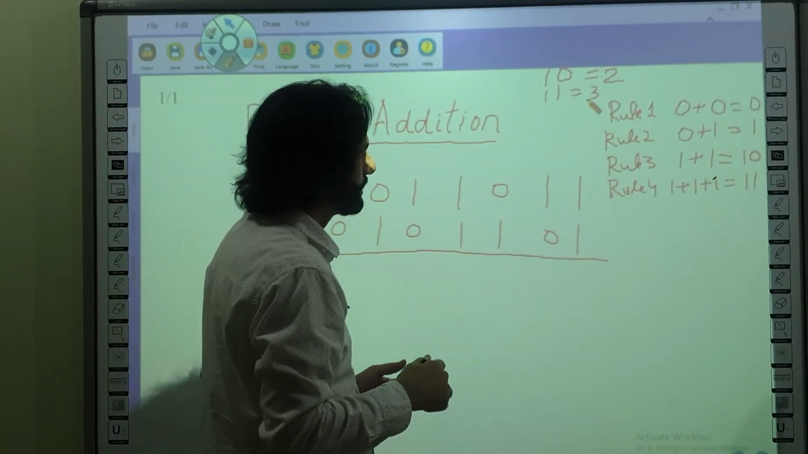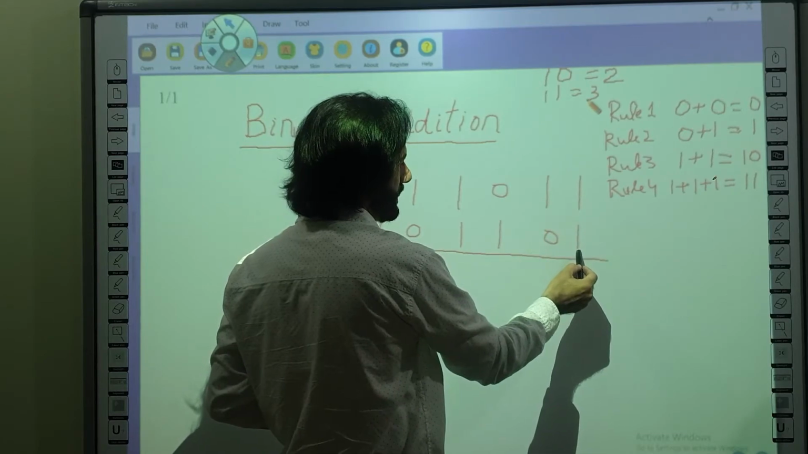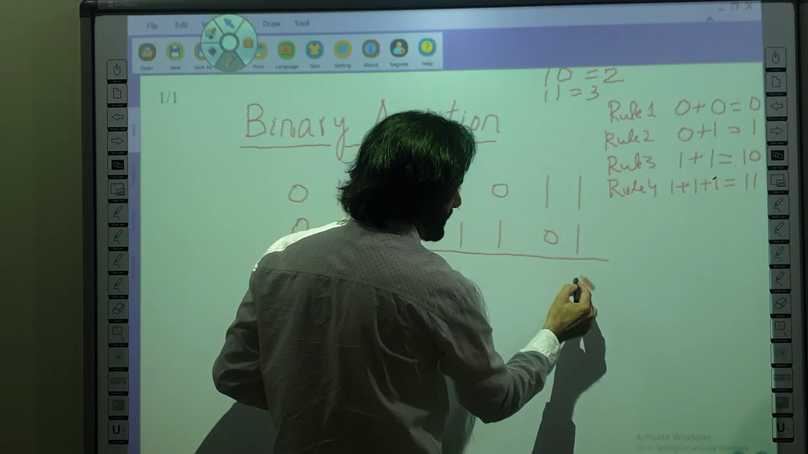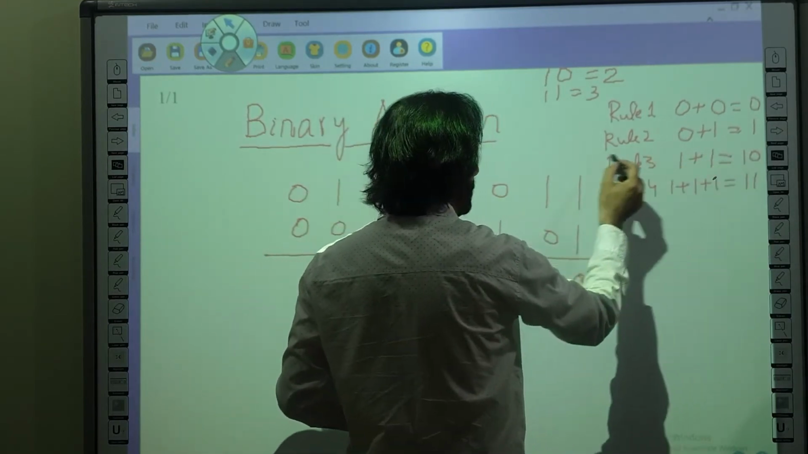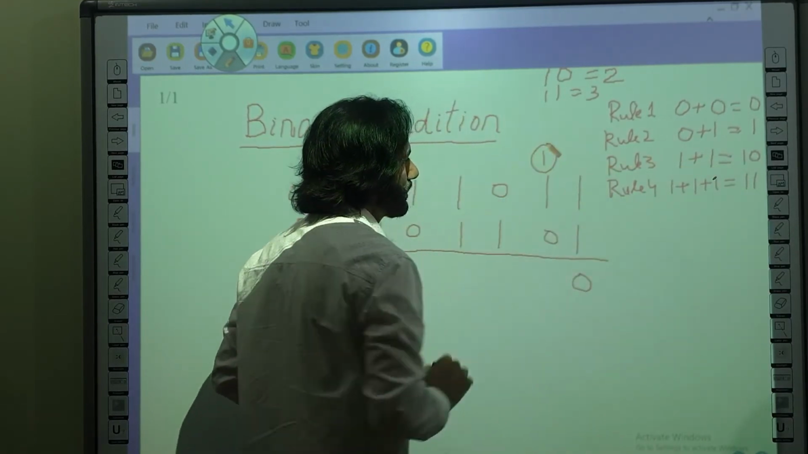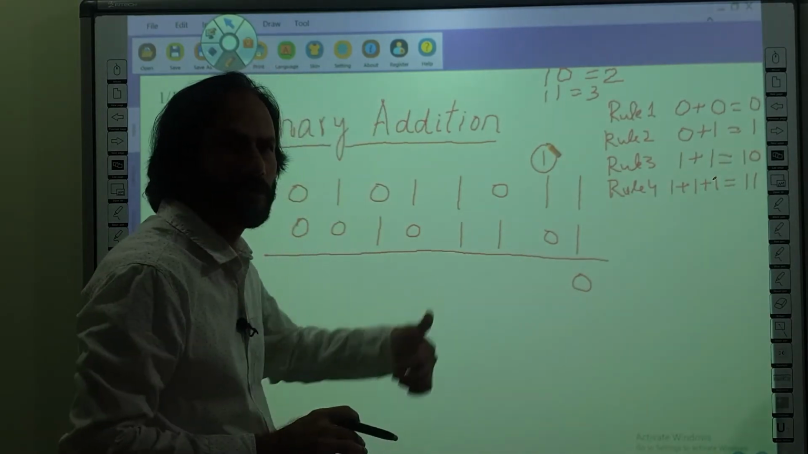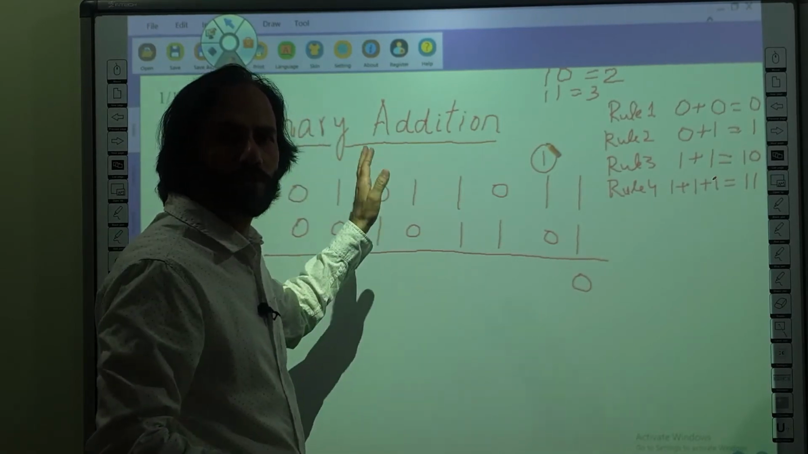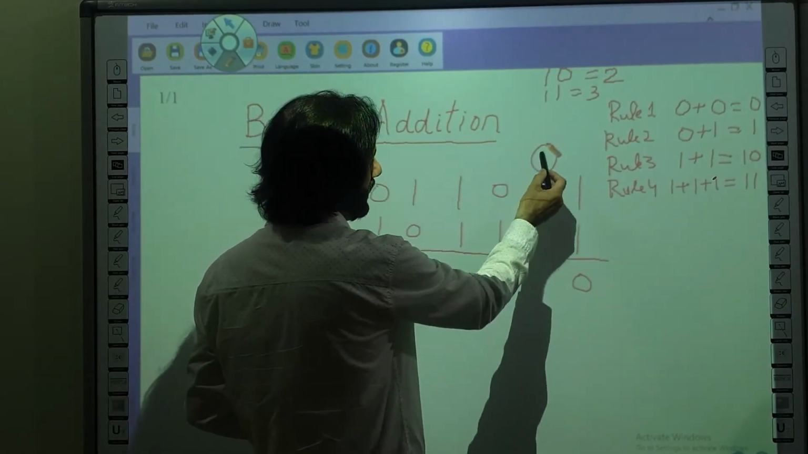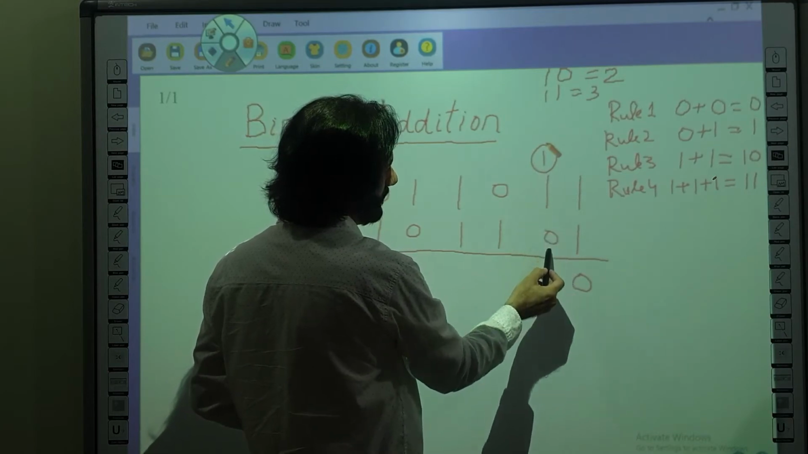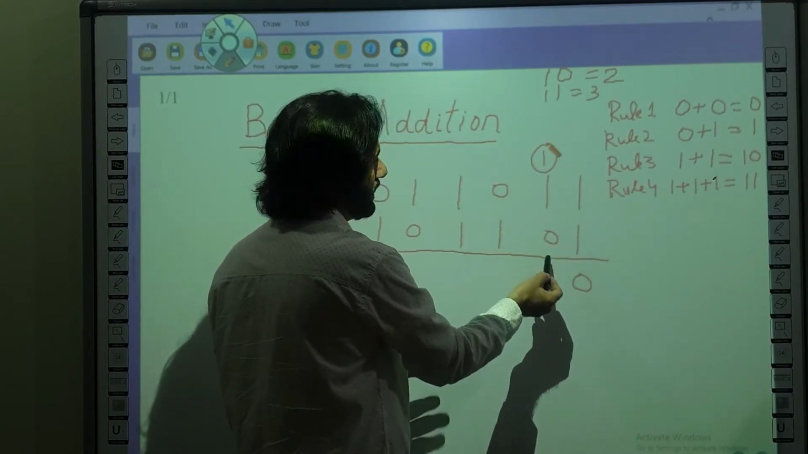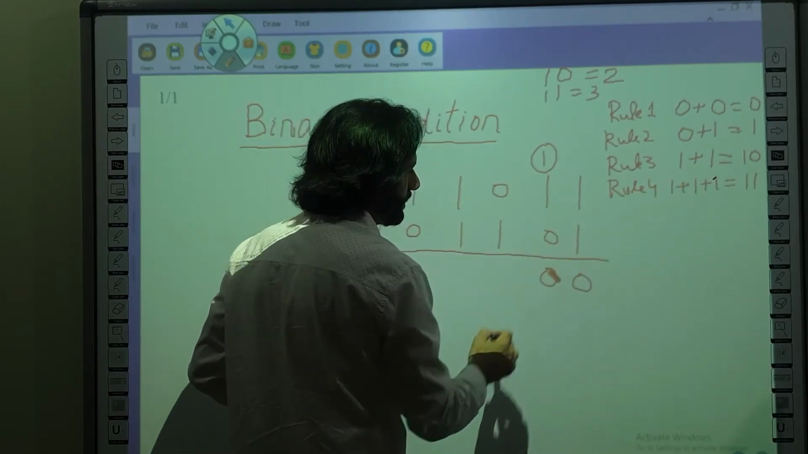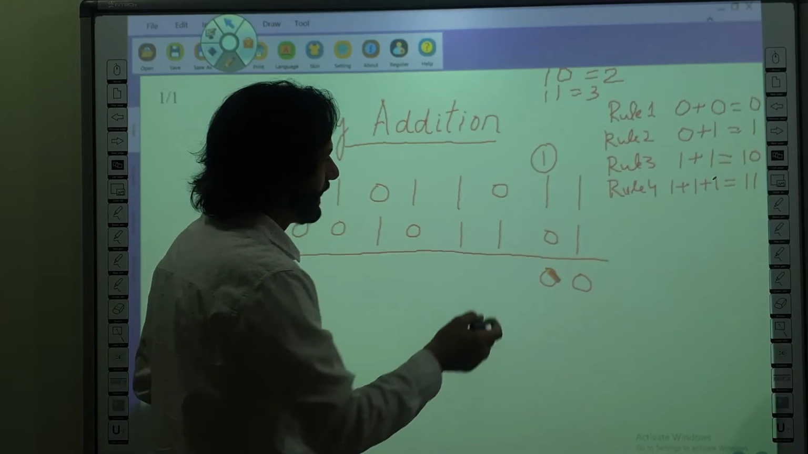So let's solve this. 1 plus 1, so the answer will be 10, but we are writing 0 here. The second digit goes as a carry. Okay, we have transferred it ahead. It was 10, we have taken 0 and 1 became the carry to the next addition. Now 1 plus 1, and 0 will not have any effect. So 1 1 again, it is 10. So we are writing 0 and 1 is carry.